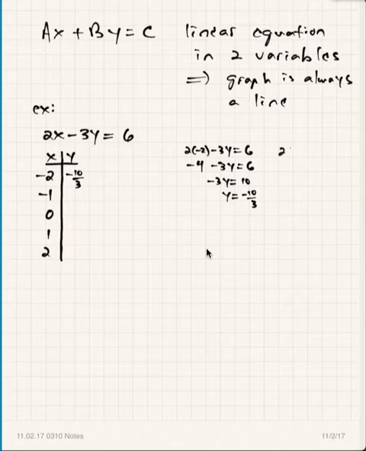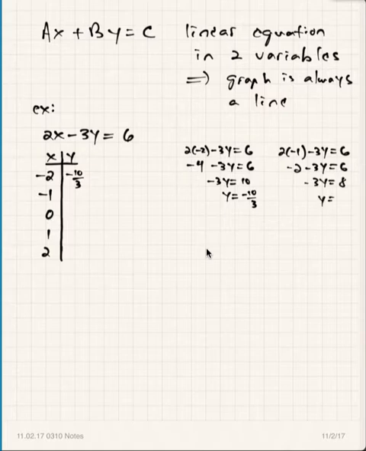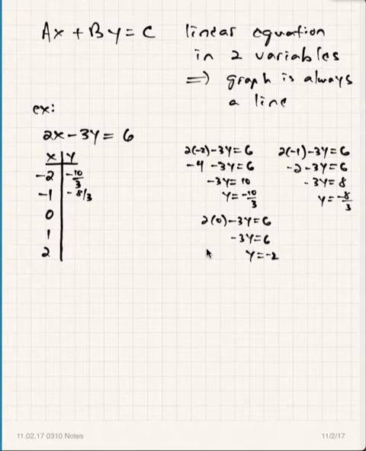There's ways to deal with that and get points that are not fractions, but if you just use values like I'm doing here, then you're going to get fractions for solutions sometimes. So we use -1 for x. So you get -2 minus 3y equals 6. -3y is equal to 8. Y is -8/3. So you have -8/3 right there. Use 0. That one is always easier to use. And so you get 2 times 0 minus 3y equals 6. So you get -3y equals 6, or y equals -2. So you get 0, -2.